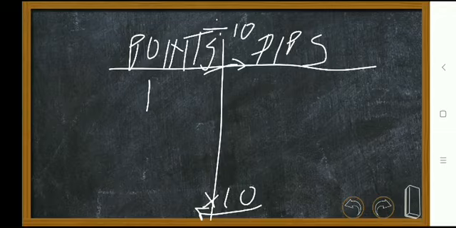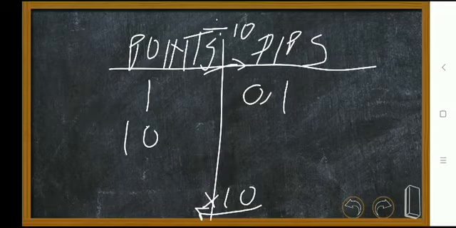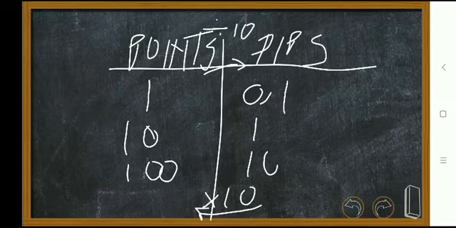So 1 point will be equal, remember we divide by 10, to 0.1 pips. Then 10, this is basic math, 10 points will be equal to 1 pip. 100 points will be equal to 10 pips. I hope we are very much together so far. And remember, points can be known as pipettes.